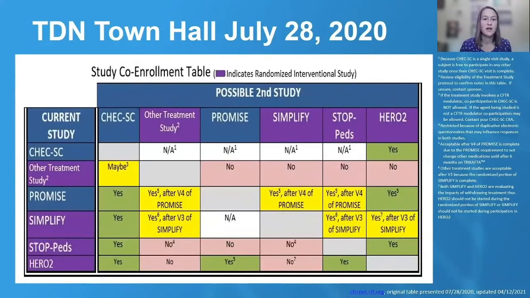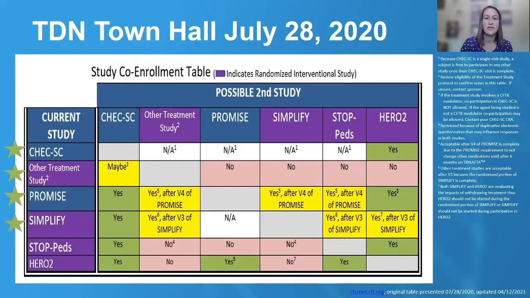To start, we're going to go back about a year and a half to the TDN Town Hall in July of 2020. During this meeting, Dr. Nichols presented slides on co-enrolling studies. The presentation discussed several ongoing and upcoming studies and the need to understand possible conflicts between studies when conflict isn't always obvious. He shared a study co-enrollment table similar to the one you see here, which has since been updated to this current version. This got our research team thinking.